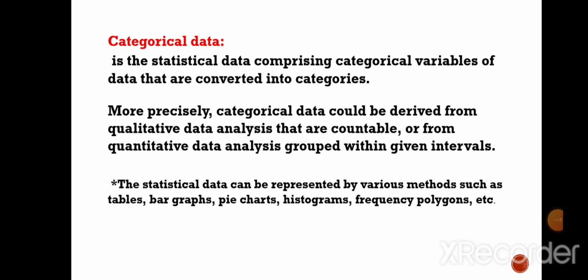Categorical data is the statistical data comprising categorical variables, or data that are converted into categories. Categorical data could be derived from qualitative data analysis that are countable, or from quantitative data analysis grouped within given intervals. These data are summarized in the form of a probability table. However, when we consider data analysis, it is referred to use the term categorical data, which is applied to data sets. Statistical data can be represented by various methods such as tables, bar graphs, pie charts, and so on.